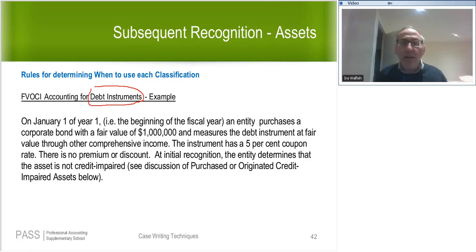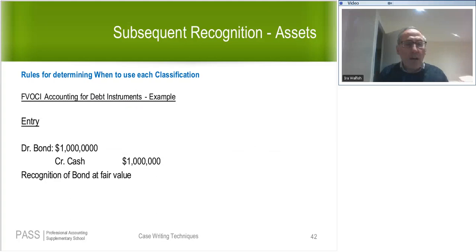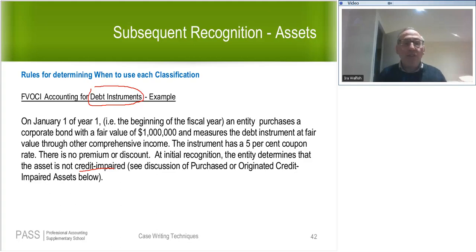The entry upon initial recognition would be debit bond $1 million, credit cash $1 million. As I mentioned earlier, upon initial recognition, you always set up the asset at fair value. In an arm's length transaction, that would typically be what you paid for it, in this case, $1 million. So the initial entry to set up the bond, pretty straightforward.